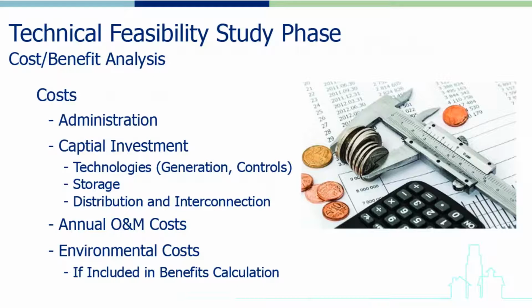The detailed design data created in the first phase of the feasibility study will then be bench tested by conducting a cost-benefit analysis based on the information collected. The cost to be analyzed will include the administrative cost to run the microgrid, the capital investment necessary to procure the technologies, both generation assets and controls, storage systems, and the distribution and interconnection infrastructure necessary to make the microgrid work, annual operations and maintenance costs, and any environmental costs, assuming that environmental benefits are included in the cost-benefit analysis.